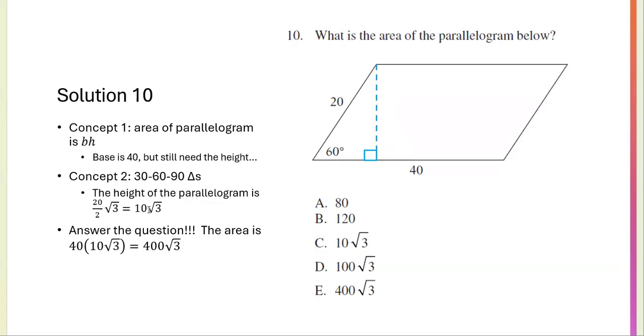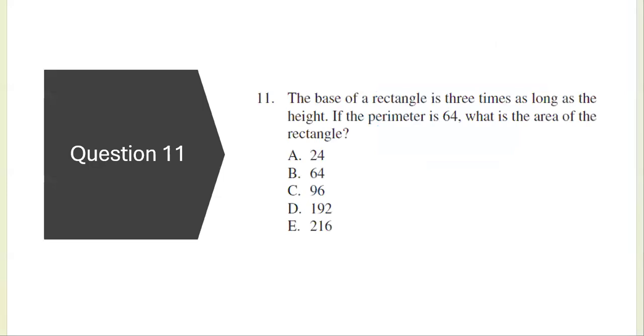Okay, again, don't fall for the trap that you found the height to be 10 root 3 and you pick C. Okay, it's very common for these multi-step geometry problems. They pick an intermediary value, or pick as one of the choices. And if you fall for the trap, you're done for. Question 11. The base of a rectangle is 3 times as long as the height. If the perimeter is 64, what is the area of the rectangle?